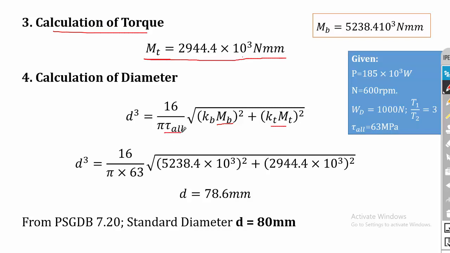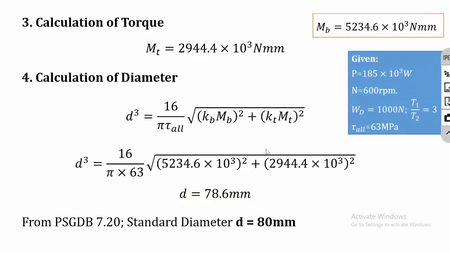In this equation, the tau allowable is given in the problem as 63 megapascal. The KB and KT values are not given, so we can substitute the values as 1. By solving this equation, finally we will get D equal to 78.6 mm. Then by using the R20 series on page number 7.20, we can find the standard diameter, that is D equal to 80 mm.